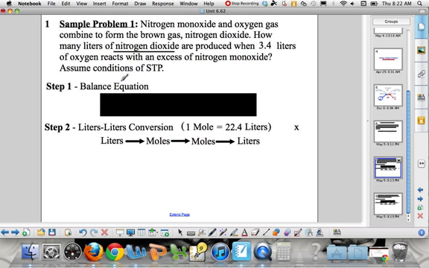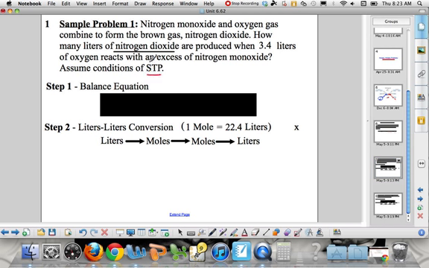Number 1, it says nitrogen monoxide and oxygen gas combine to form the brown gas, nitrogen dioxide. How many liters of nitrogen dioxide are produced when 3.4 liters of oxygen reacts with an excess of nitrogen monoxide? Assume conditions of STP. Well, let's break this down real quick because there's lots of words in here that might throw you for a loop. Don't let them confuse you. You can do this, right?